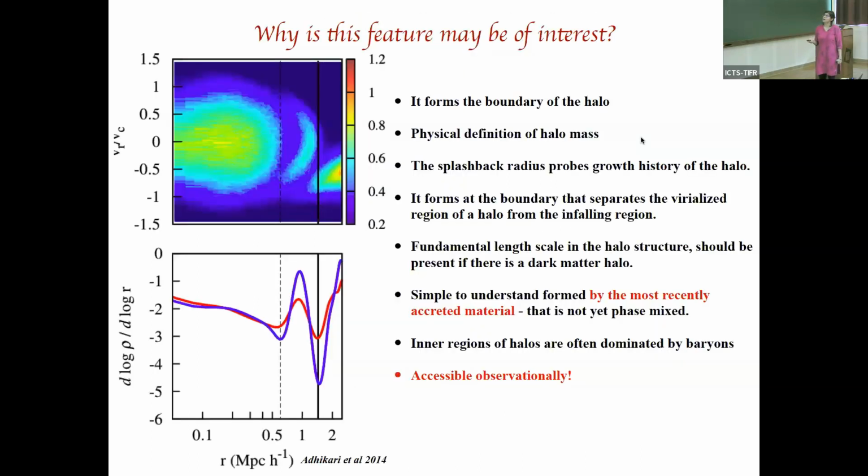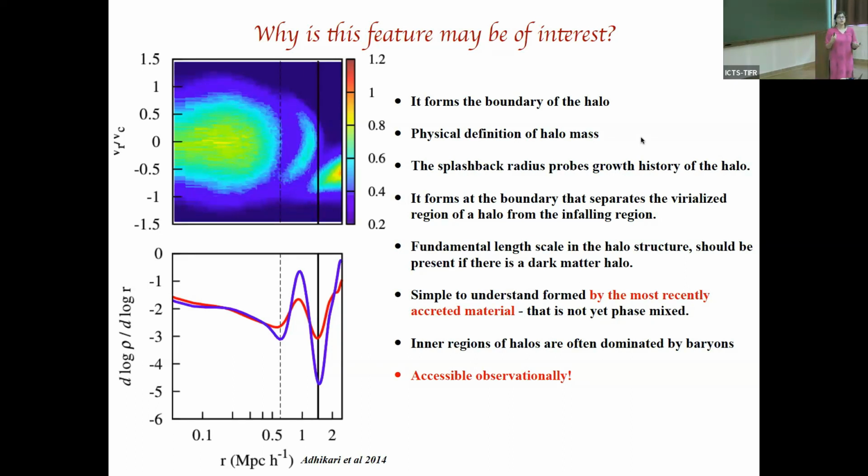So why do we care about the splashback radius, and why might it be of interest? As I was saying, it forms a physical boundary of the halo. It gives a physical definition of halo mass, or mass bound to, or collapsed within, the potential. It separates the virialized and infalling regions. It's also a fundamental length scale. If you have a dark matter structure around you, you should find a feature at the edge.